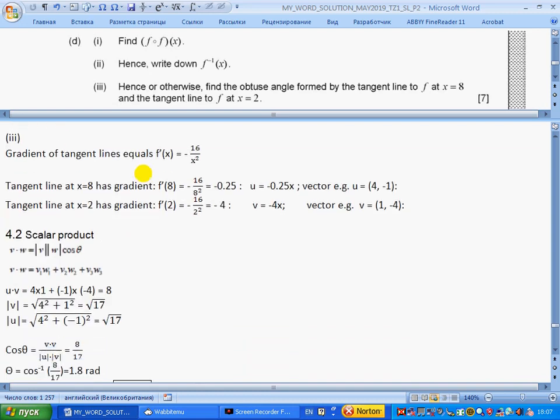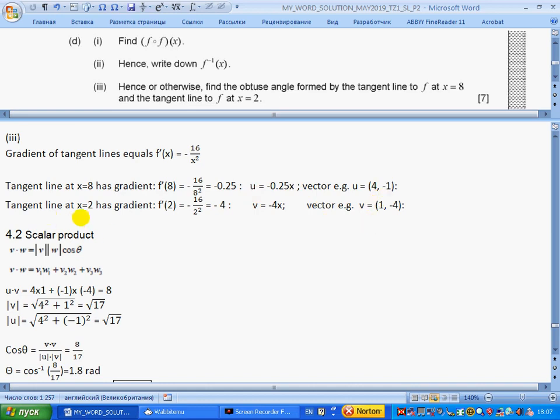Hence or otherwise, find the obtuse angle formed by the tangent line to f at x equals 8 and the tangent line to f at x equals 2. The tangent line at x equals 8 we already found, but let's do it again. Its gradient equals the derivative at this point. A parallel vector will be along the line with the same gradient. So a vector, for example x equals 4, u equals minus 1, or y equals minus 1.